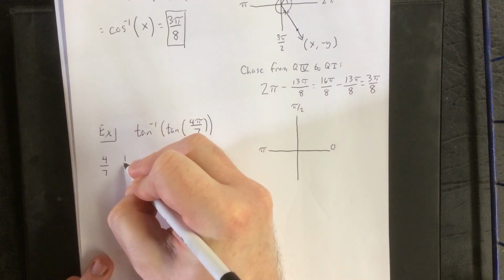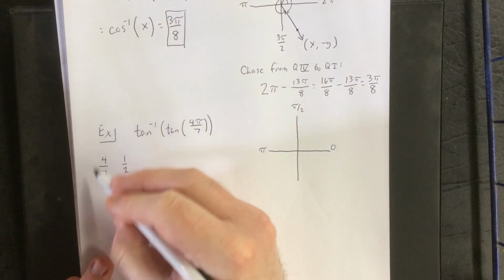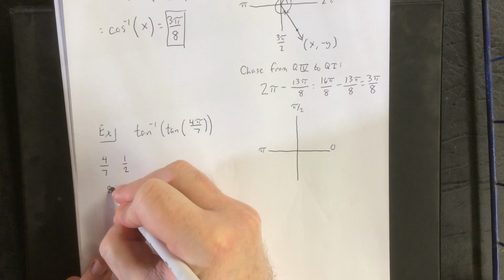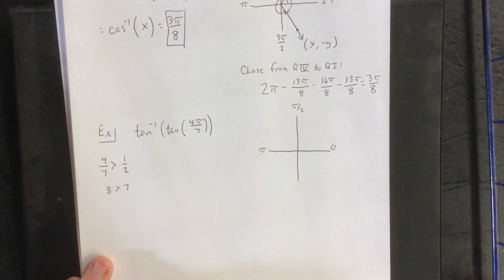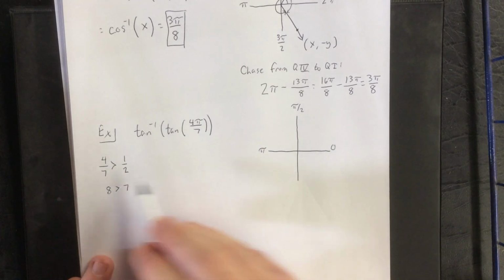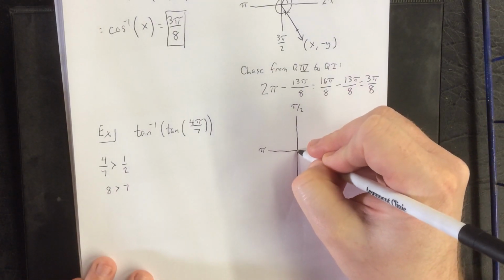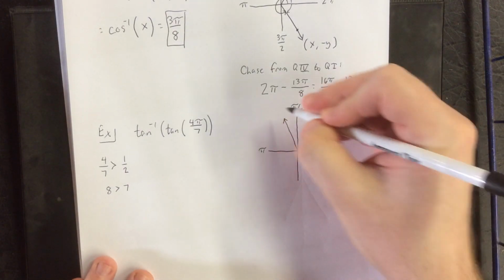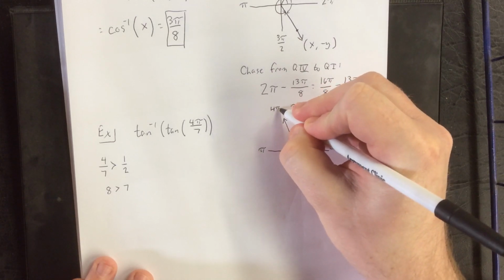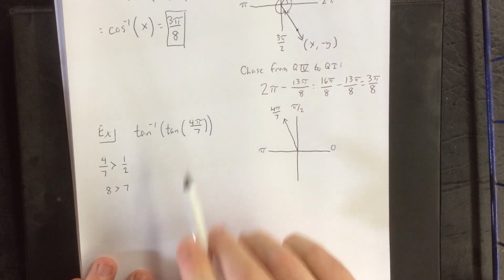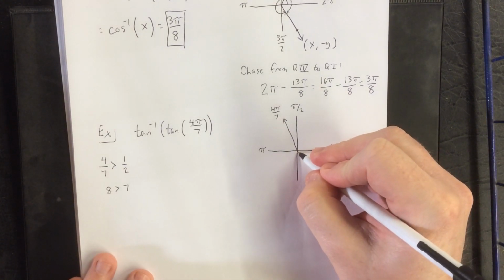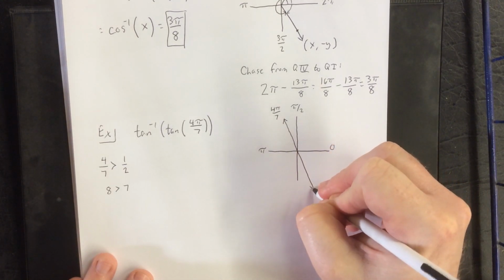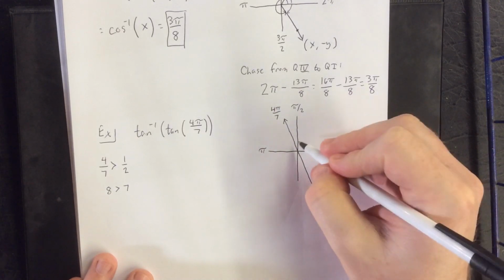Checking 4 pi over 7 versus pi over 2, we can do the same thing that we did a moment ago. Cross multiply, we get 8 and 7. 8 is greater than 7, so 4/7 is greater than 1/2. So 4 pi over 7 is greater than pi over 2. That is going to exist within quadrant 2. Quadrant 2 is not part of the angle restriction for the tangent, so we are going to want to chase this from quadrant 2 into quadrant 4.